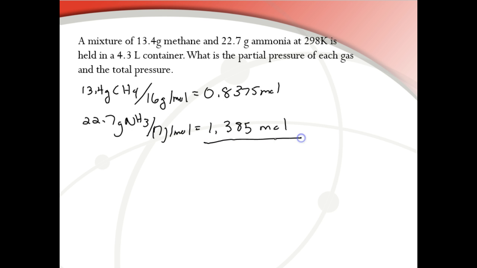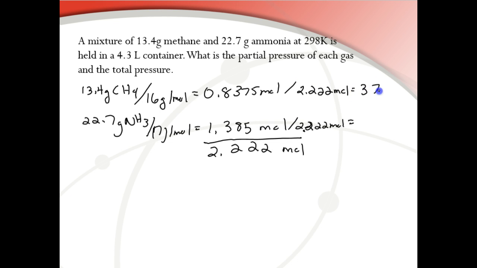Now if I add up the total number of moles, I get 2.2222 moles. Now I'm going to divide each of these by the total to get the percent, just to show you that moles and pressure are mathematically related. Let's take 0.8375 divided by 2.222, multiply by 100 of course, and I get 37.7%. So this mixture is 37.7% methane by molar amounts. And that means it's 62.3% ammonia.